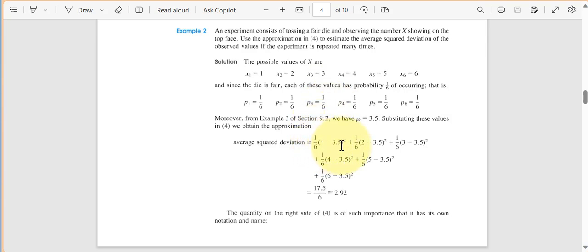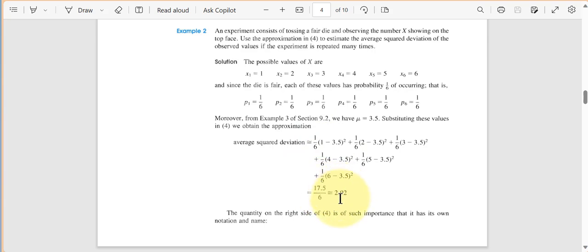So we have to take x minus the expected value. So I'm sorry, 1 minus the expected value, 2 minus the expected value, 3 minus the expected value, 4 minus, 5 minus, 6 minus. And we need to square each of those. And then we need to multiply them times their associated probabilities. So the probability of 1, probability of 2, probability of 3, 4, 5, and 6. In this case, they're all 1/6, 1/6, 1/6, 1/6, all of them are 1/6. And so what do we get when we do this? The variance is, when we do all this calculation, we get 2.92.